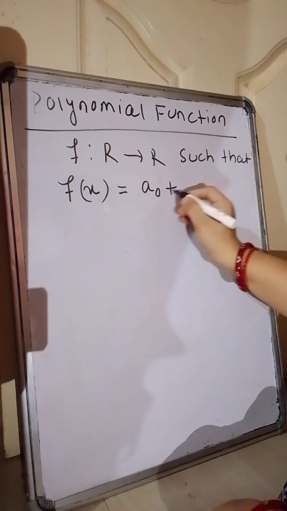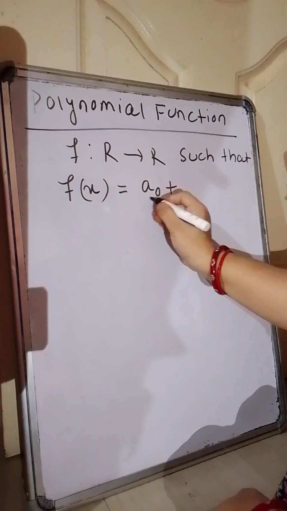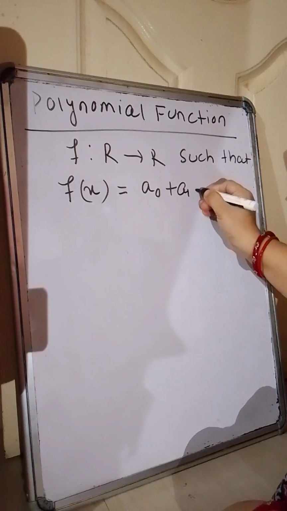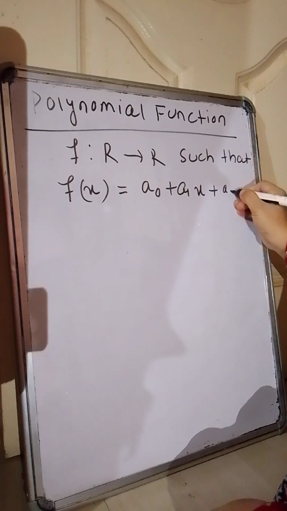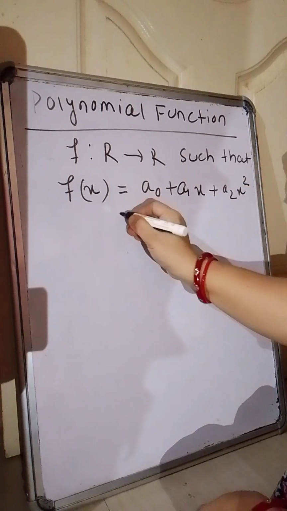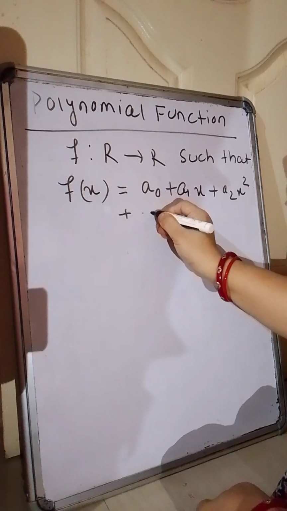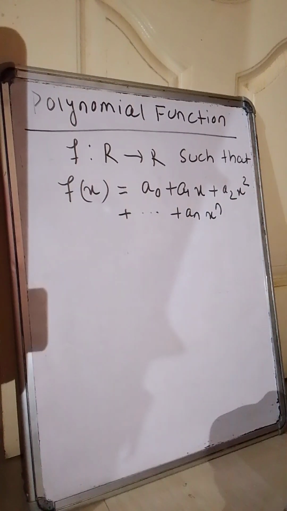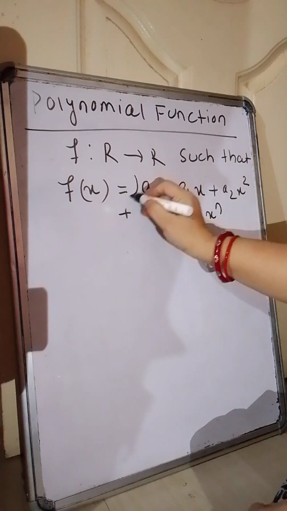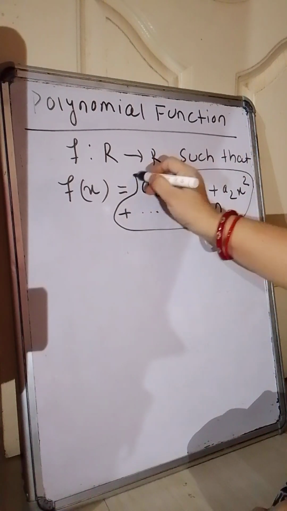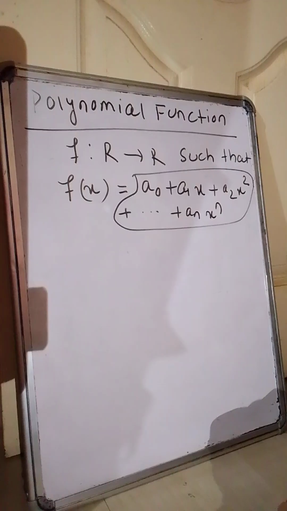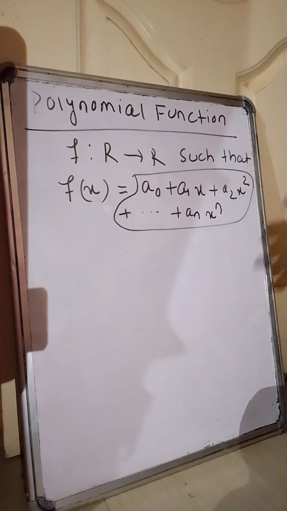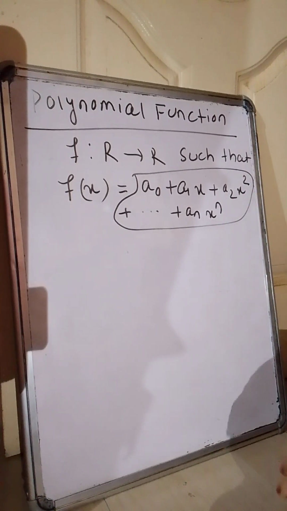What is the form of the nth degree polynomial? You will write from the constant a0, then a1x, a2x square, plus up to an x power n. This is a polynomial of degree n. You know from previous classes the general form of an nth degree polynomial.